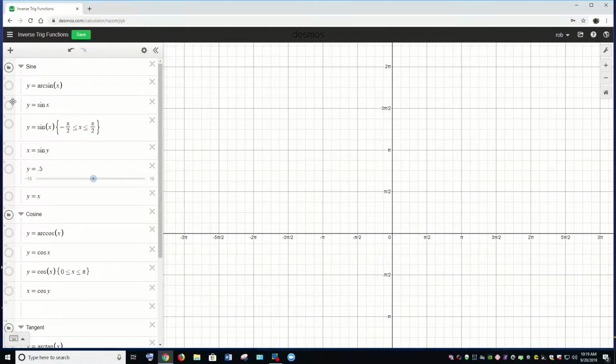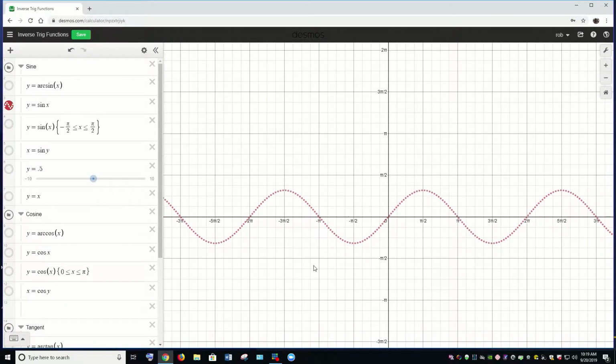So let's look at the trig functions and their inverses. We'll start off with sine. So here's what our sine function looks like. And remember, when you invert, you flip the y's with the x's. So the inputs become outputs, outputs become inputs.